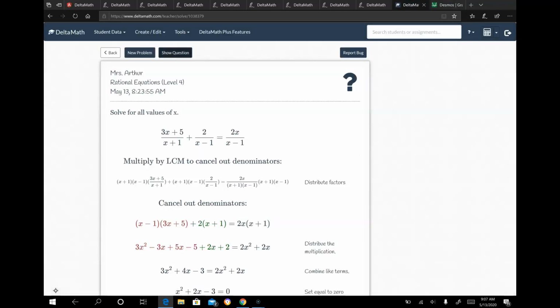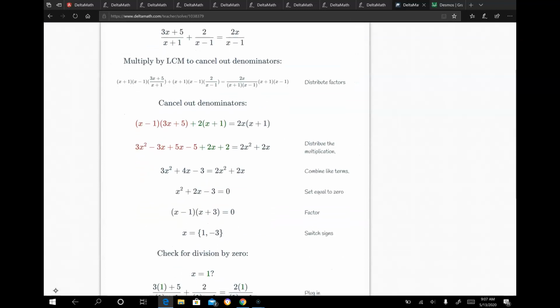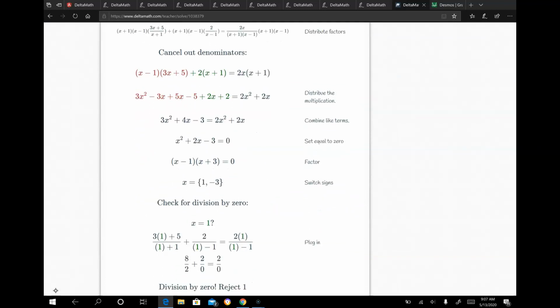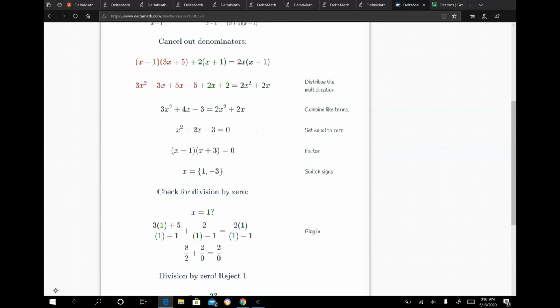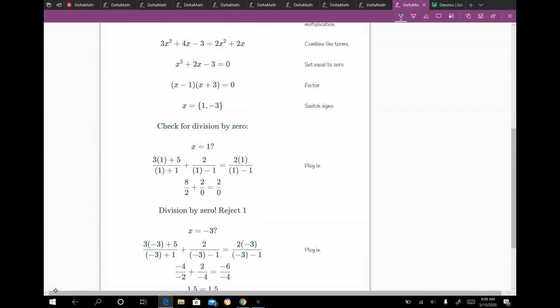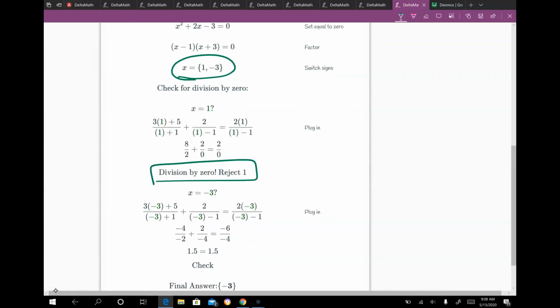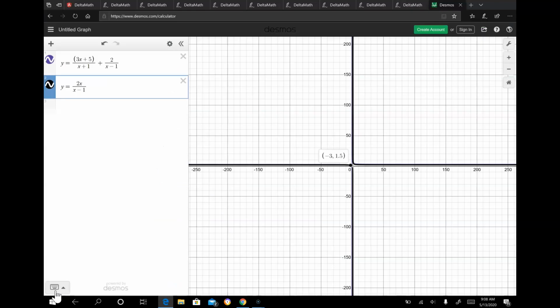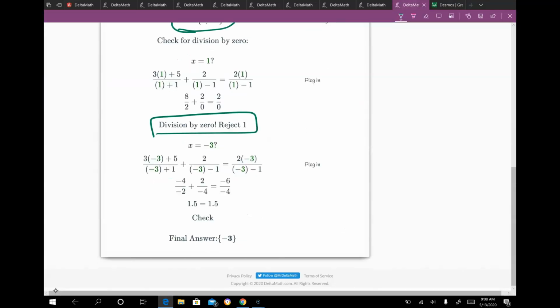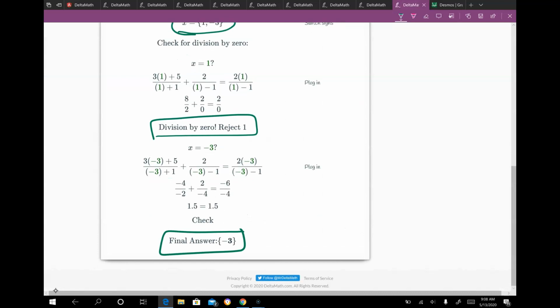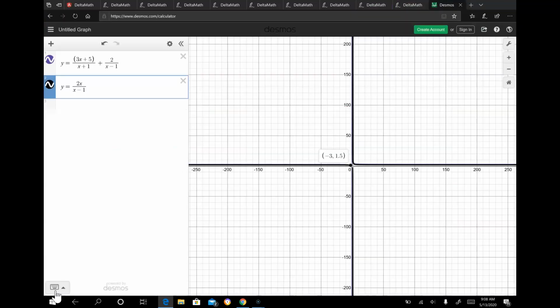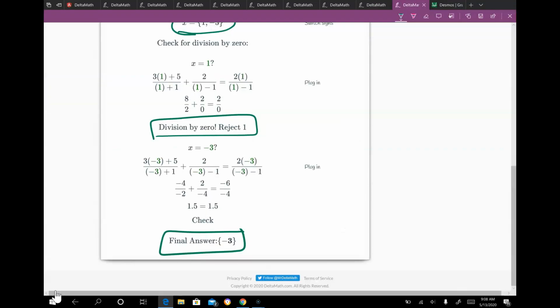Are we correct? Because here's all the work that Desmos or Delta Math does for you. And see how it says right here? 1 and -3. It tells us we reject 1, which Desmos did reject 1. And it told us we kept our final answer as -3, which is what we found on Desmos.